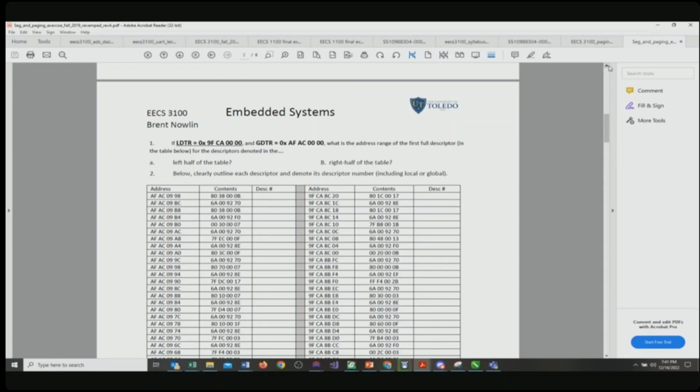So the offset is the descriptor times 8, base 10 or 8 hex. So you multiply that by 8 to get the offset in the table. How do we multiply by 8?